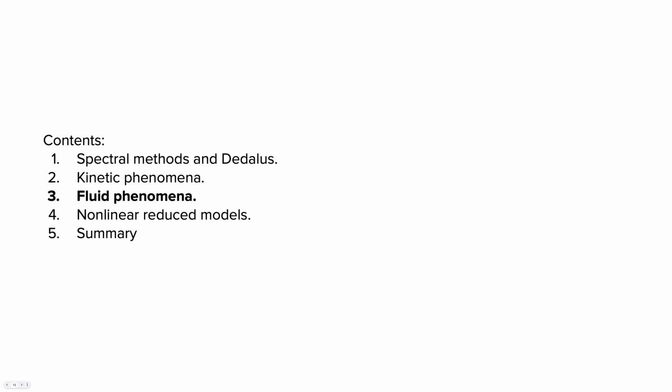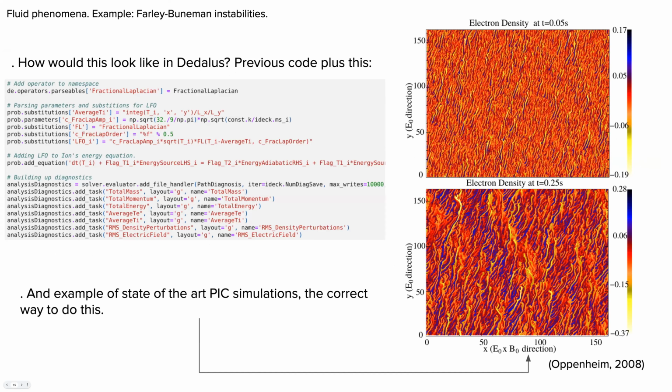Sorry, I think I messed up the order. Okay, so how would this look in Daedalus? It's basically going to look like the electrostatic wave that I showed before, but also there's this Landau proxy, a collisionless closure, Landau fluid operator. And then I put this in the energy equation like this.